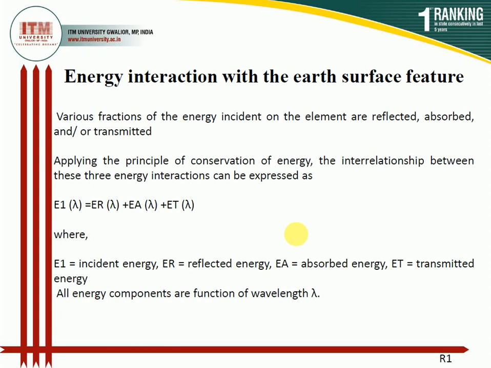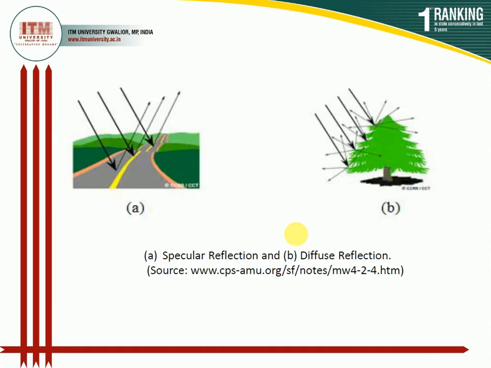On the Earth's surface, the energy interacts in three ways. There is a law of conservation of energy. The law of conservation of energy predicts that all the energy in the universe remains constant. It only transforms from one form to another. So there is incident energy, reflected energy, absorbed energy, and transmitted energy. All these forms of energy are just switched from one form to another and remain present in the atmosphere.